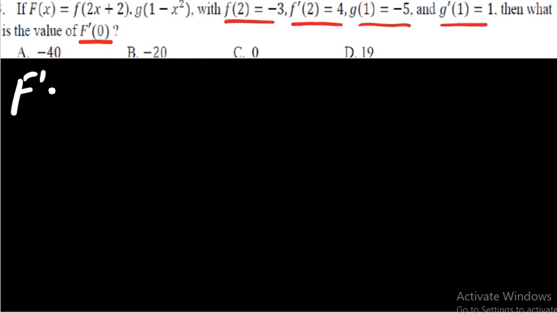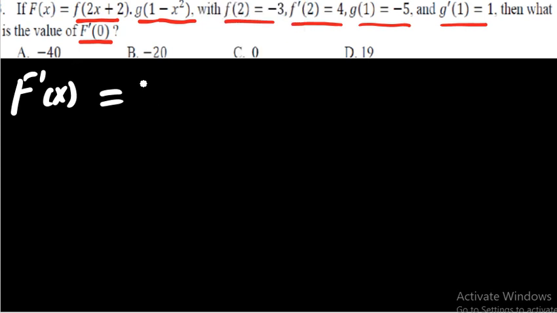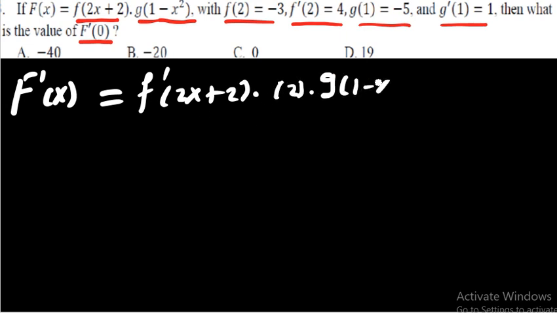F derivative of x is equal to, we need to apply product rule here because these two functions are combined by multiplication operation. F of something times g of something. So we need to derive this function by product rule. The first derivative is f derivative of, better to use the whiter one. So it's going to be f derivative of 2x plus 2 times the inner derivative, that is just 2, times g of 1 minus x squared.